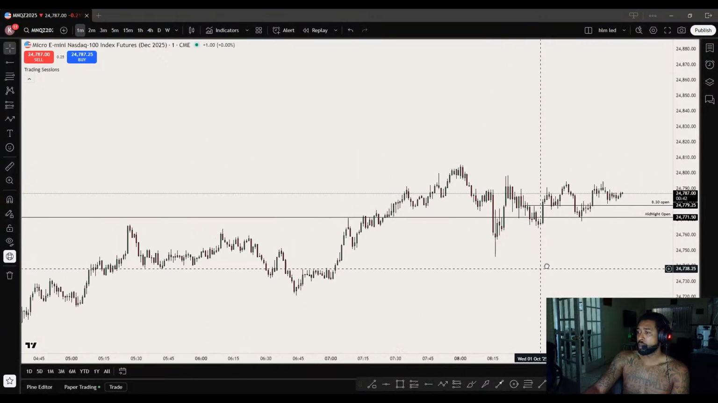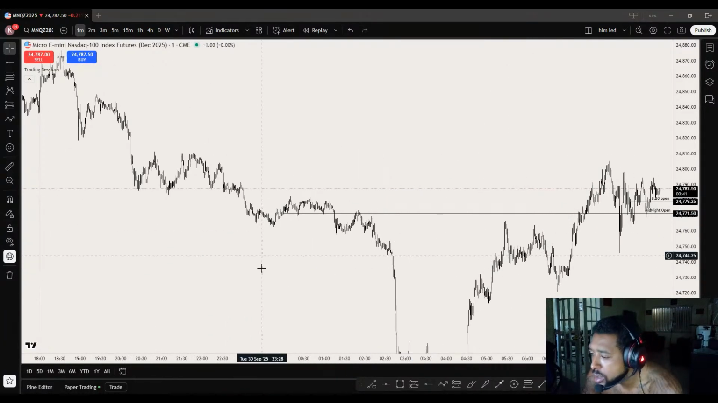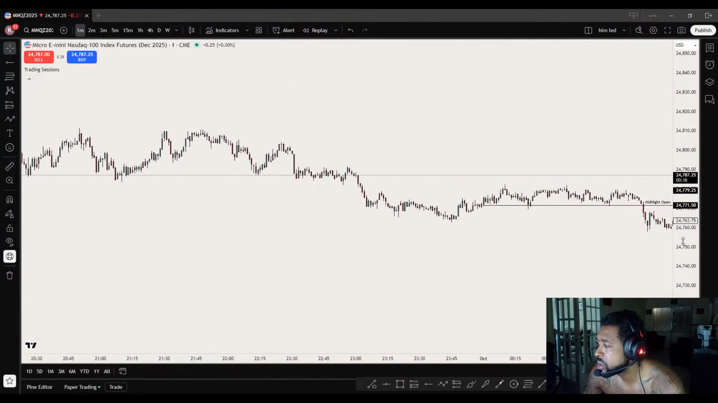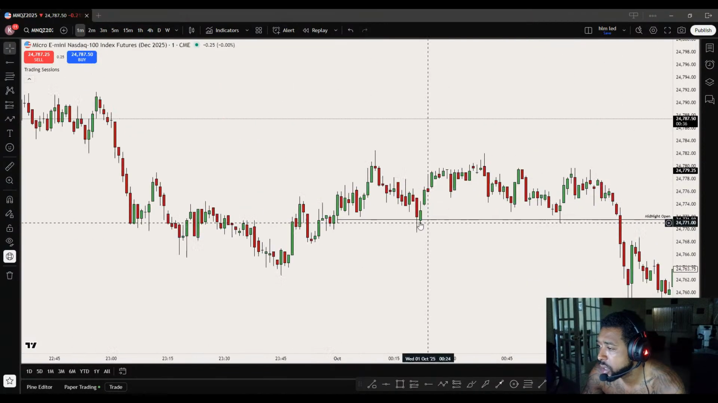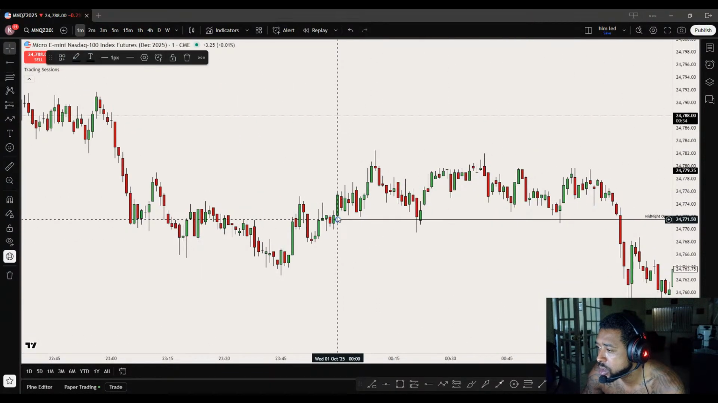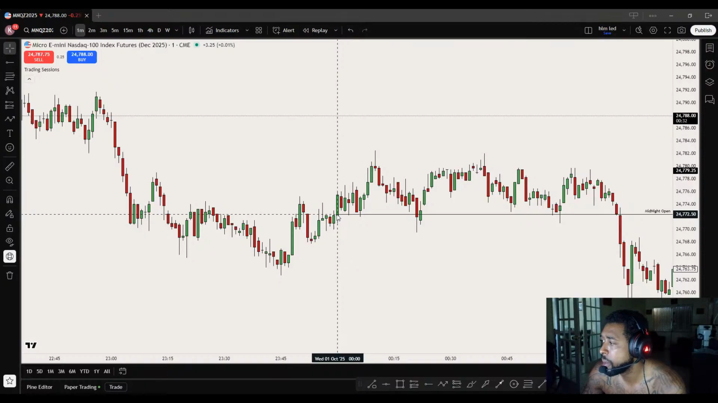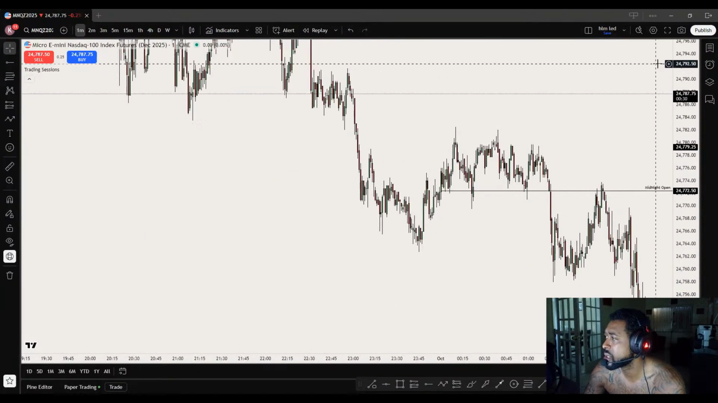Remember, you don't want to see price action consolidate near opening prices. That's not what you want to see. If you see price action consolidate near opening prices, you have a chance of it being maybe a little ugly morning or just a consolidation for the morning.